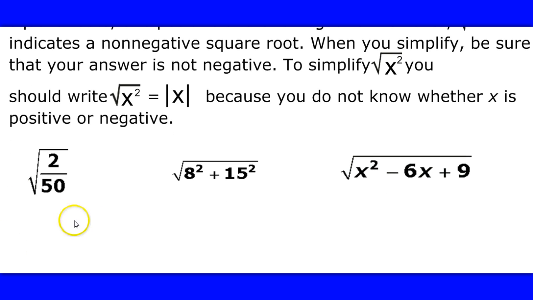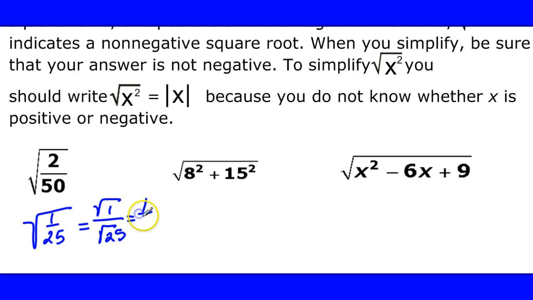When you have stuff underneath the radical sign, we normally want to simplify it first. For this first one, you've got 2 over 50. Well, that can be reduced to the square root of 1 over 25. We can break that apart into the square root of 1 over the square root of 25. The square root of 1 is 1, the square root of 25 is 5. So the square root of 2/50 is 1/5.